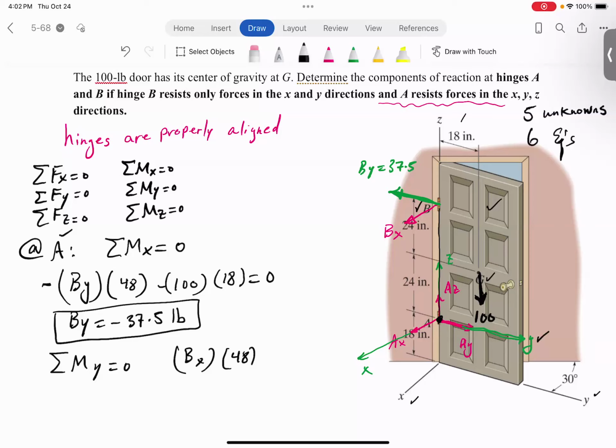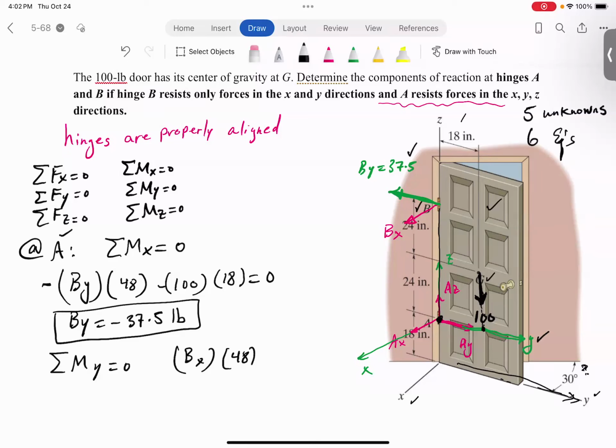All right. Then look, the 100 passes through the y-axis, so it's not going to have any moment about the y-axis. And of course, the 37 and a half, or BY, is parallel to y-axis, so it cannot cause rotation. By the way, you wonder what this 30 degrees is here. As long as you pick your axis along the door edge, this 30 degrees is just useless. Actually, it's just to confuse you.